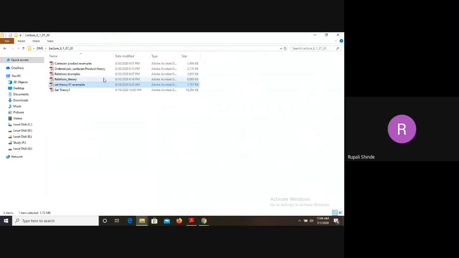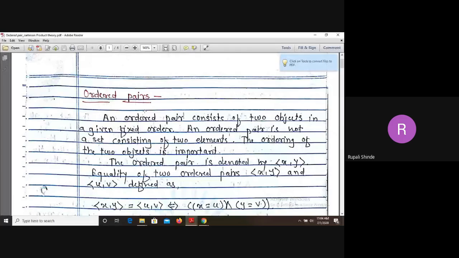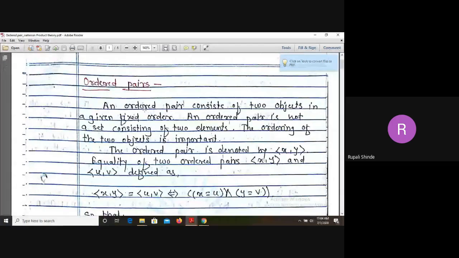So now we have to find out the concept of ordered pair and Cartesian product. This is the new part we are going to see. Ordered pair. So first we have to analyze what is the meaning of ordered pair. Pair means it will consist of two elements, and ordered means those two elements would be in a fixed order. That's why this pair is called an ordered pair. So an ordered pair consists of two objects in a given fixed order.